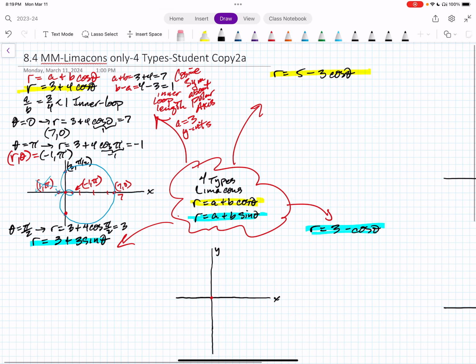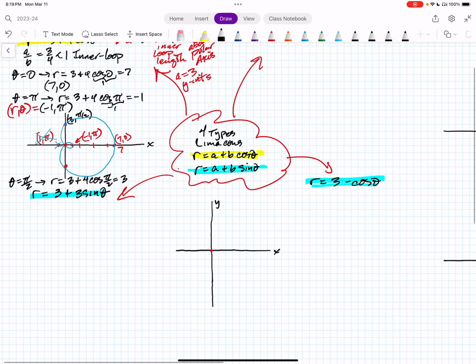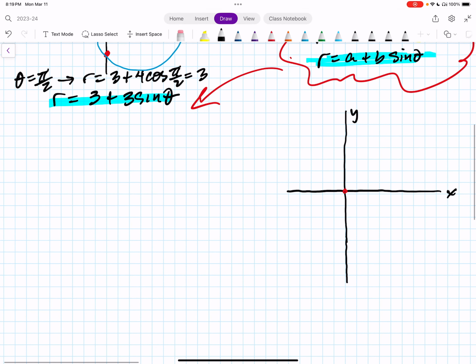Now let's switch and take a look at the next function here to the lower left. r is equal to 3 plus 3 sine theta. First of all, let's write down the general form underneath it so you know what I'm talking about. This is r equals a plus b sine theta.